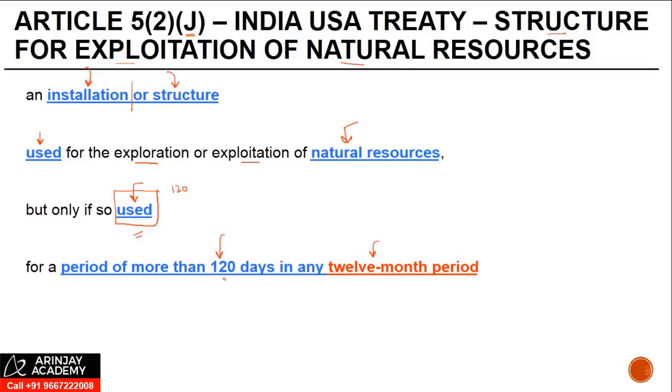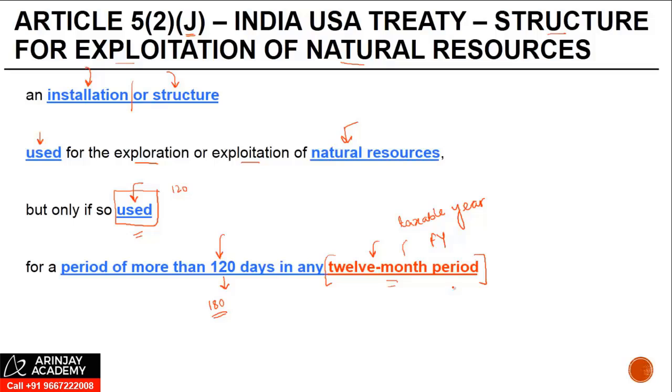This 120-day limit could be different in different treaties. It could be even 180 in some of the treaties. We'll just look at that. When you talk about 12-month period, different treaties may use different words over here. Some may say during the taxable year. Some may say during the financial year. Here the words used are 12-month period.